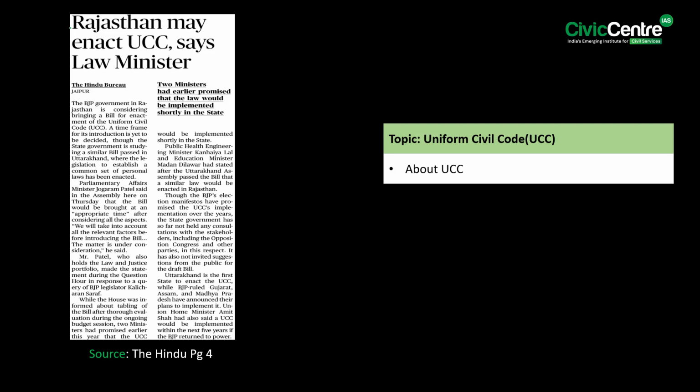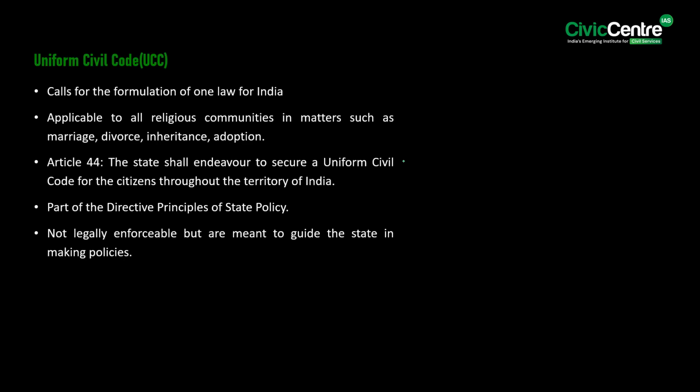The first article for today says that Rajasthan has tabled the bill of UCC. In this context, let us see what the Uniform Civil Code is. See, the Uniform Civil Code calls for the formulation of one law for India which would be applicable to all the religious communities in matters such as marriage, divorce, inheritance and adoption. Notably, the code comes under Article 44 of the Constitution, which lays down that the state shall endeavour to secure a uniform civil code for the citizens throughout the territory of India.